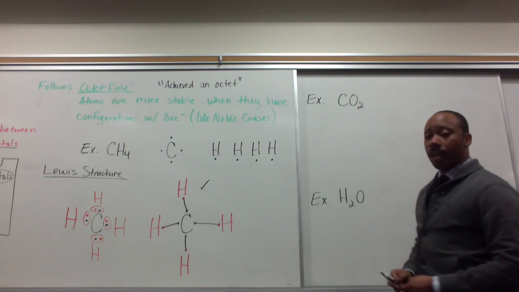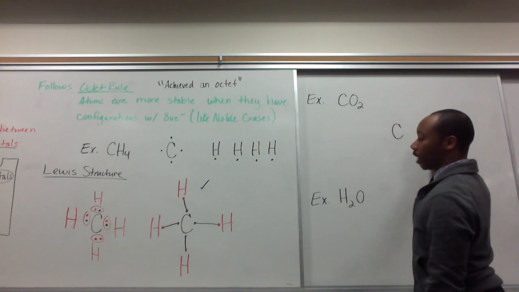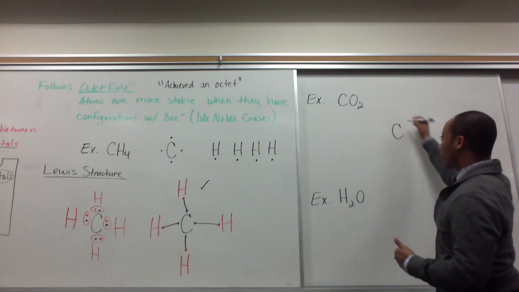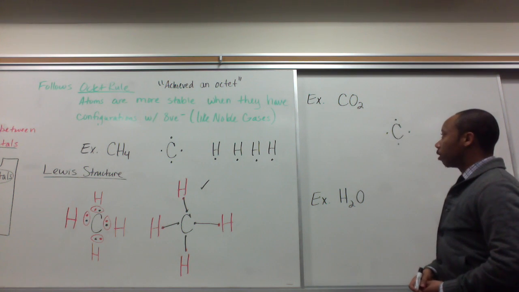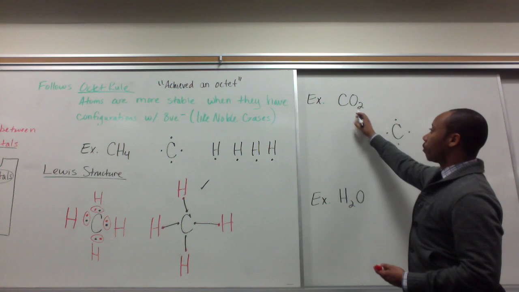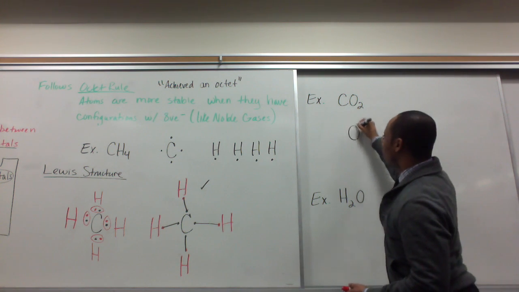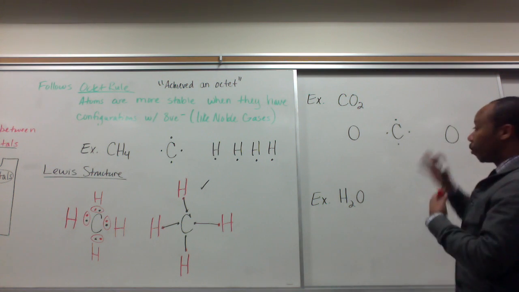One example is carbon dioxide. Again, we have carbon as our central element. Carbon, if you look at the periodic table, has 4 valence electrons. 1, 2, 3, 4. Oxygen, we have 2 of them. CO2, we have 2 oxygens. One oxygen, we'll put it here. Other oxygen, we'll put it here. Carbon is usually the central atom, so we'll put it in the center.